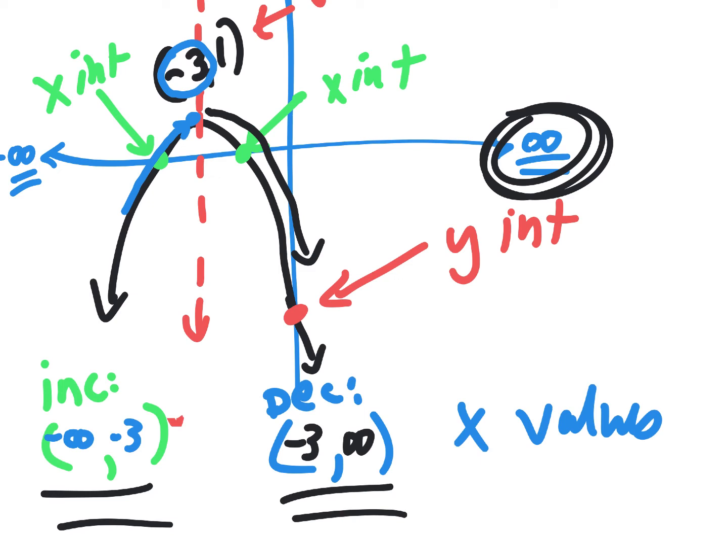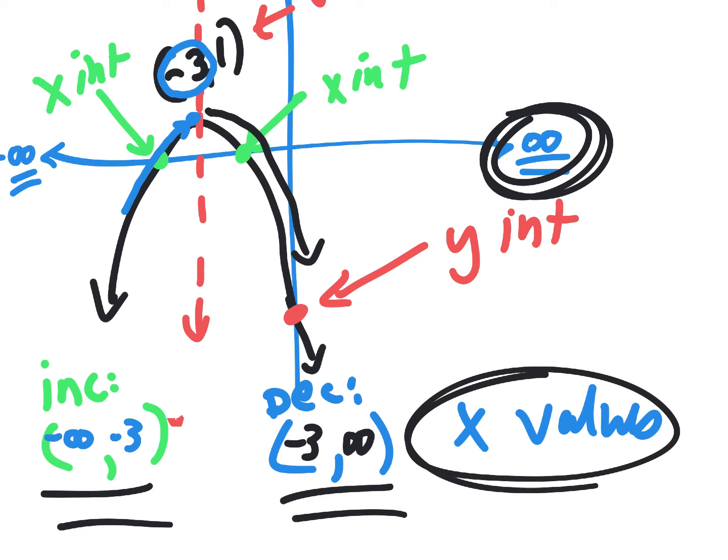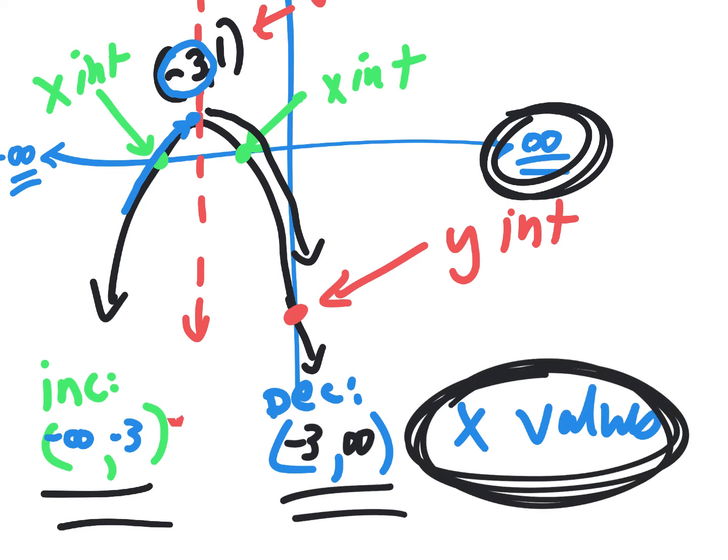Wait, why would it be -3 and not 1? Because it's always the x values. I knew somebody was going to be thinking it was 1, but it's not. The question isn't how high did it go. If that was the question, the answer would be 1. But the question is, when was it increasing? And x values are like time.